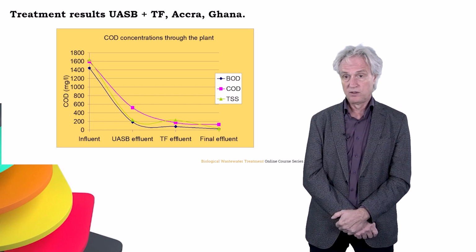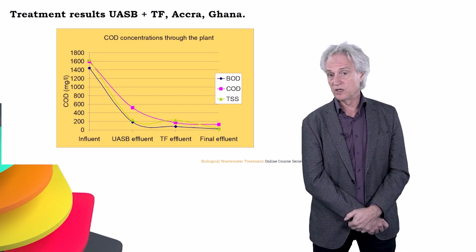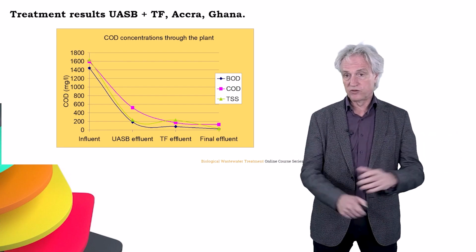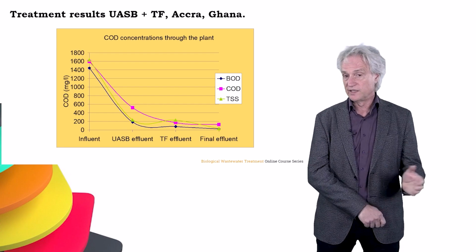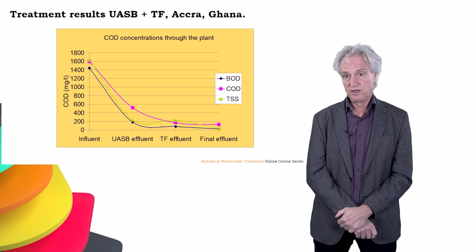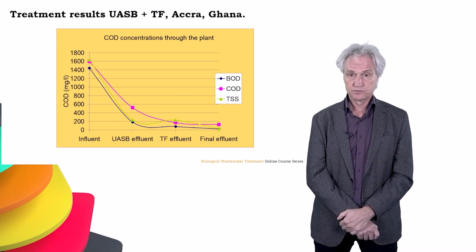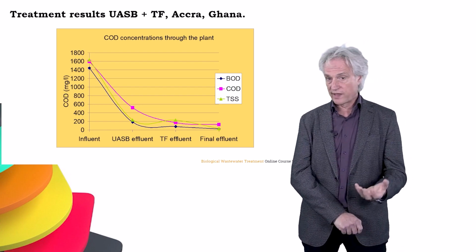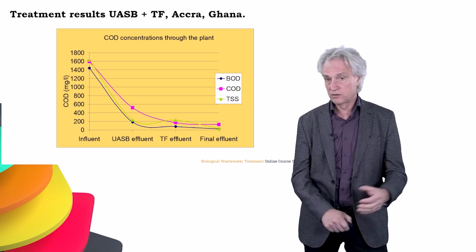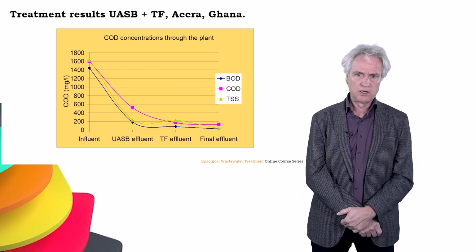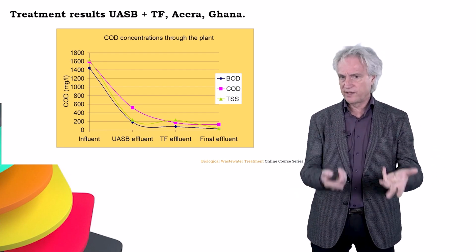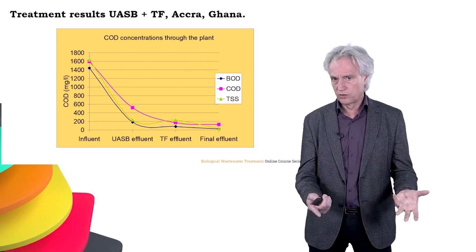the final effluent. Now you can immediately see that the chunk of the solids and the COD is dealt with in the anaerobic reactor, and the rest is taken away in the trickling filter part. Now this plant operated well for about 1.5 years, I believe 2 years. But after this plant was handed over, problems with the plant occurred.